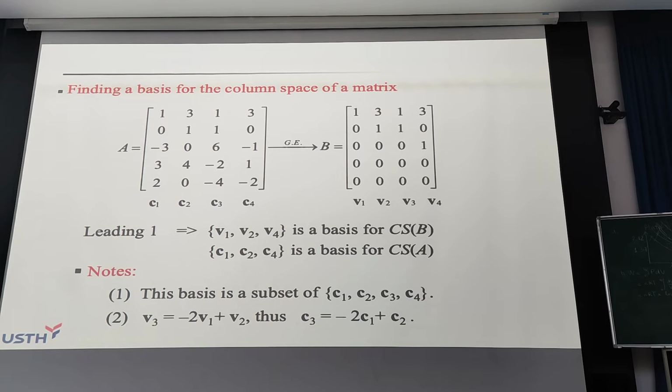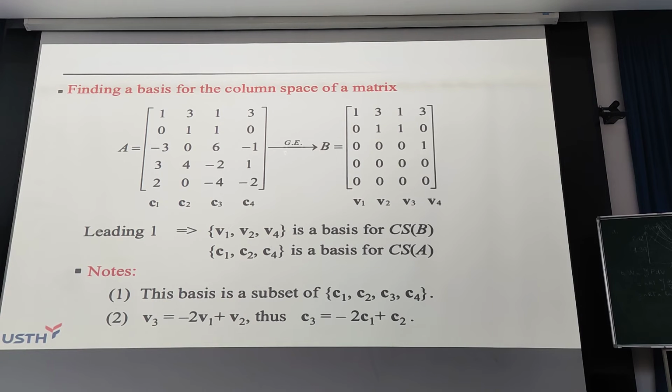Here, the same matrix A, but you are required to find a basis for the column space of the matrix. The first way you can transpose A. Then the columns of A become the rows of A transpose, and we can apply what we studied in the previous slide. But here is another way. You keep A like that, you don't have to do the transpose.